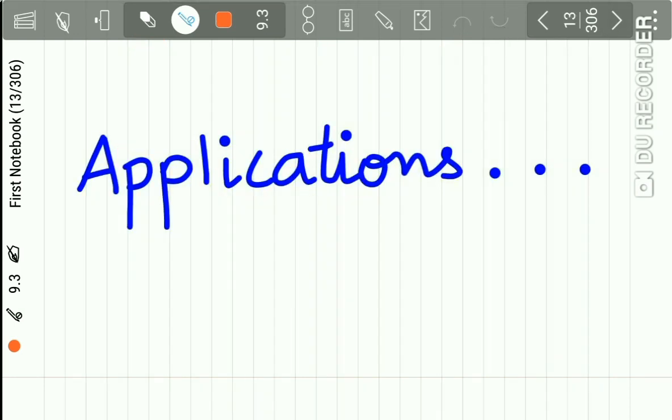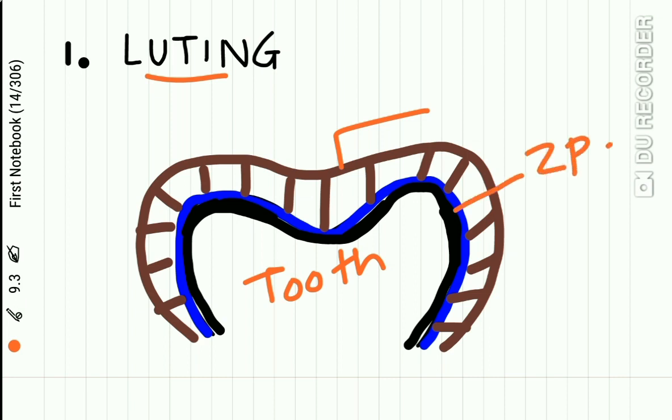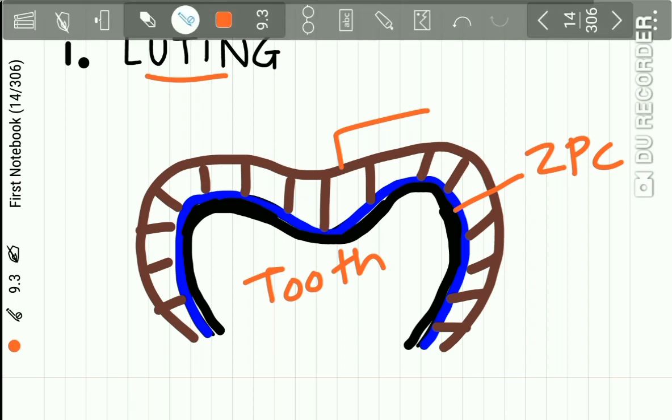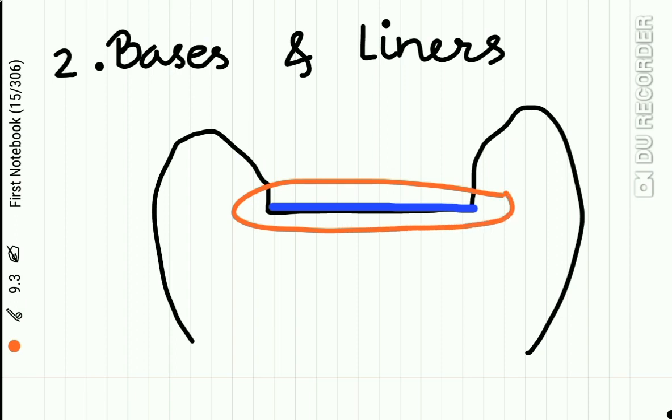Now the applications of zinc polycarboxylate cement, it is used for luting. Suppose this is the prepared tooth and this is a prosthesis which is prepared on this tooth. So when we want to lute this prosthesis on this tooth, this can be done with the help of the zinc polycarboxylate cement. Also, it can be used as bases and liners in cavity. If the cavity is prepared, then it is lined with a base or a lining of zinc polycarboxylate cement.